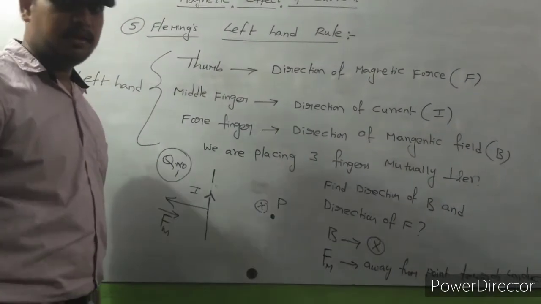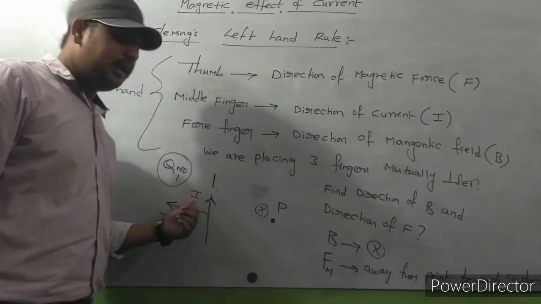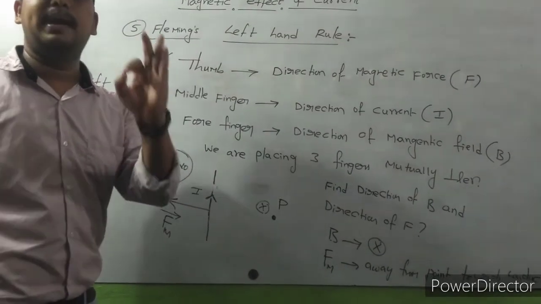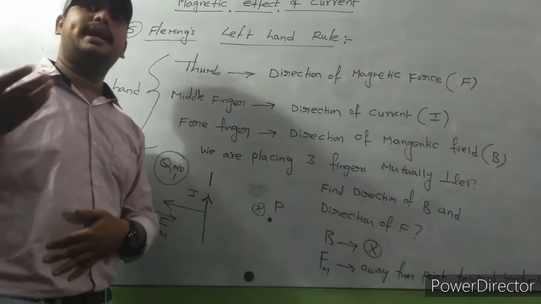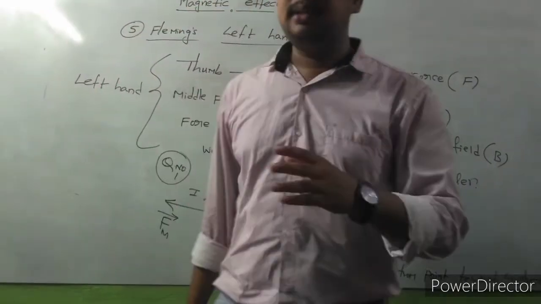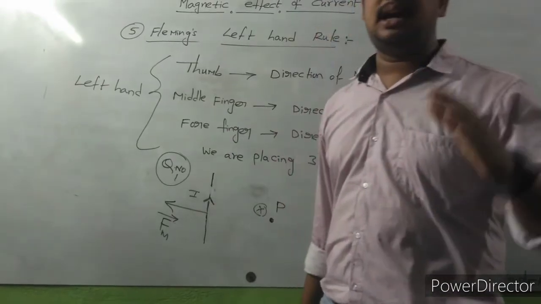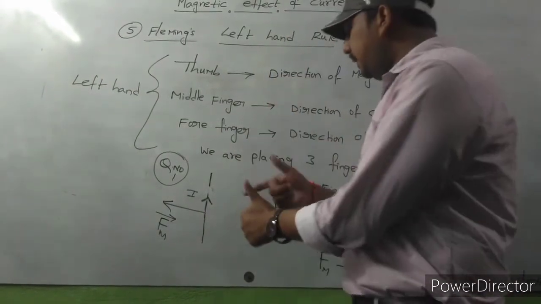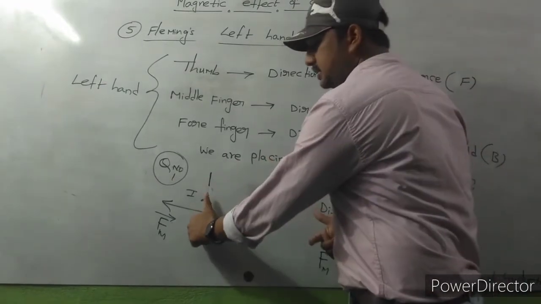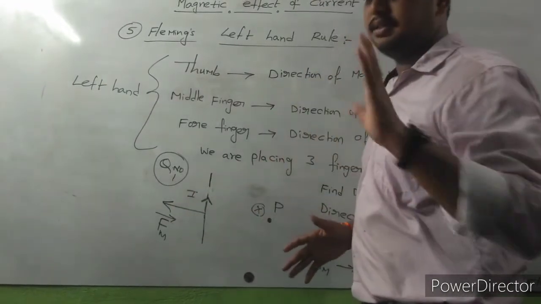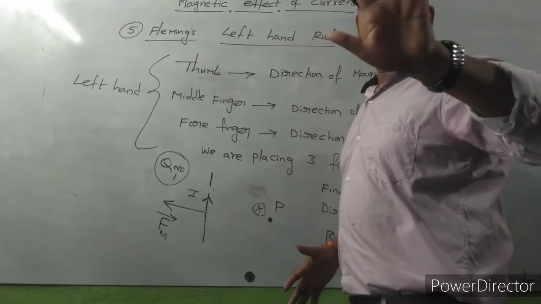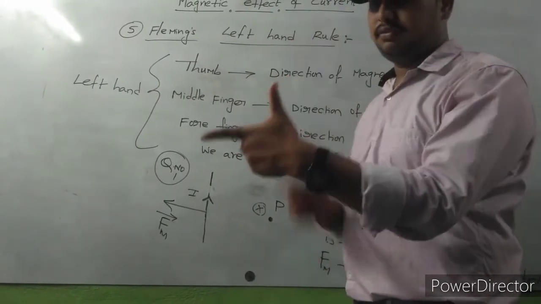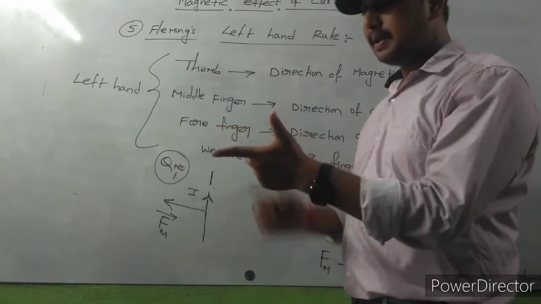One we got. Current direction we know, magnetic field direction we know, then it is easy to find the direction of magnetic force. How to find the direction of magnetic force? By using Fleming's left hand rule. This is the left hand. Sorry, extremely sorry. So here this is Fleming's left hand. Here we are placing fingers perpendicularly.